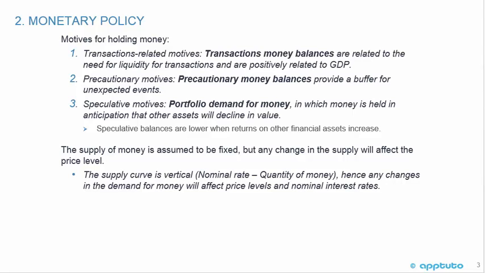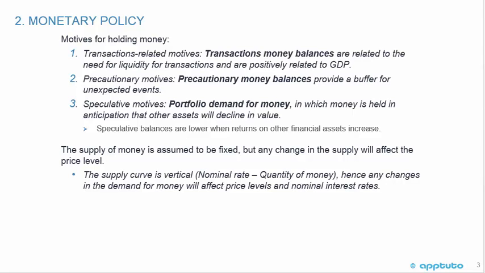Motives for holding money. There are three motives for holding money. The first one is transaction-related motives. Transaction money balances are related to the need for liquidity for transactions and are positively related to GDP. Second, precautionary motives. Precautionary motive money balances provide a buffer for unexpected events. And again, as we've seen in another practice question, it is also related to GDP.